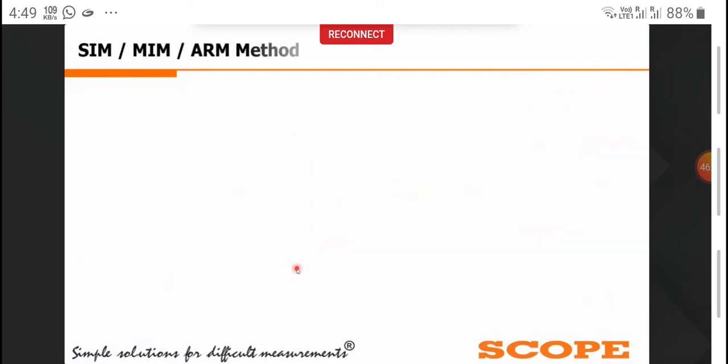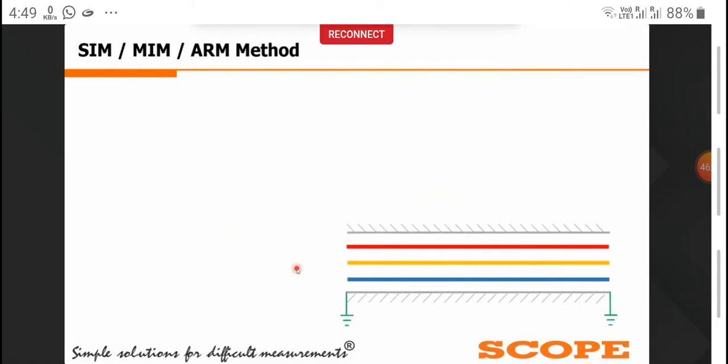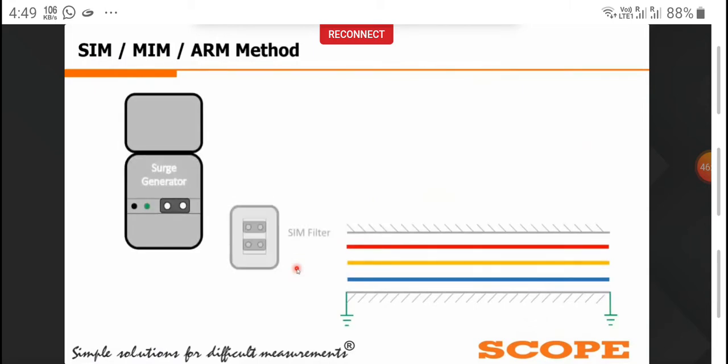After that, we will see the secondary injection method. Secondary injection means the secondary impulse method. This method is also called the multiple impulse method or arc reflection method.